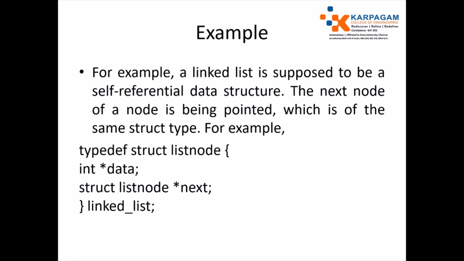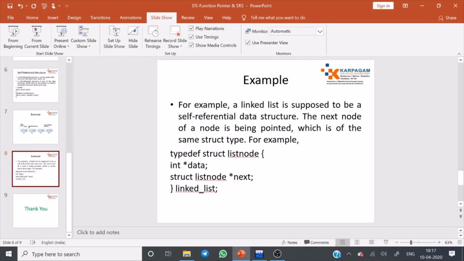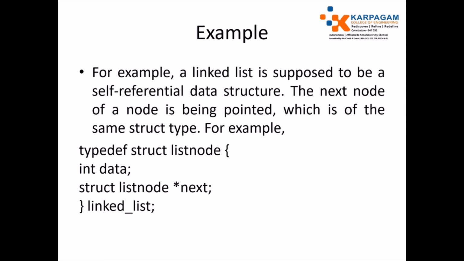For example, this is a single list representing data structure creation. Here I have created a data structure called list node, which has data and the address of the next node. Here no need to use star and all. I'm just keeping the data followed by the address of the next node. Linked list is a data type name.